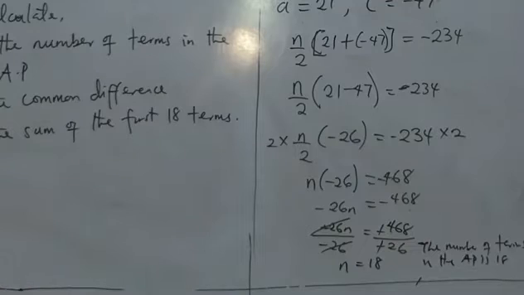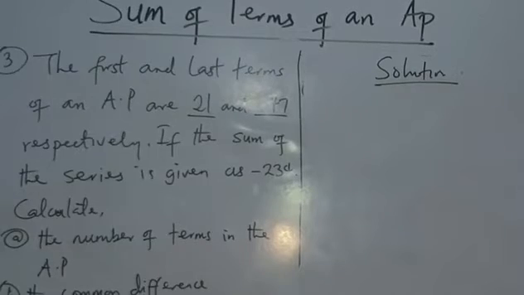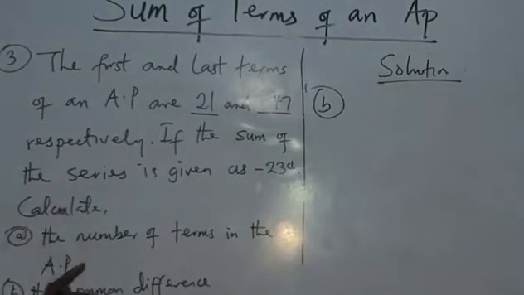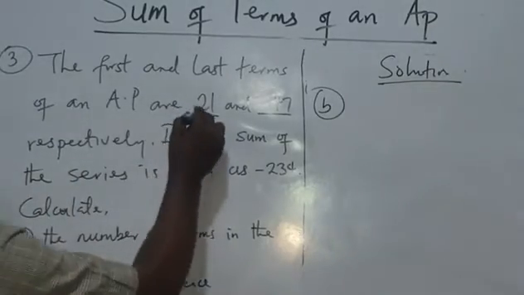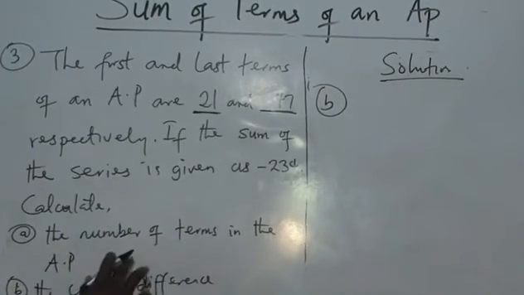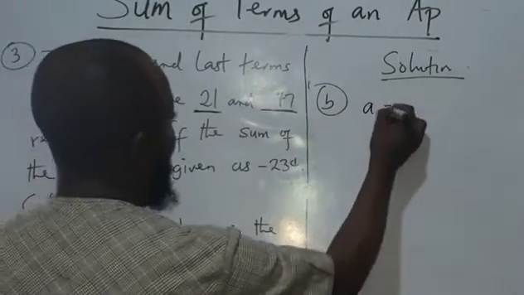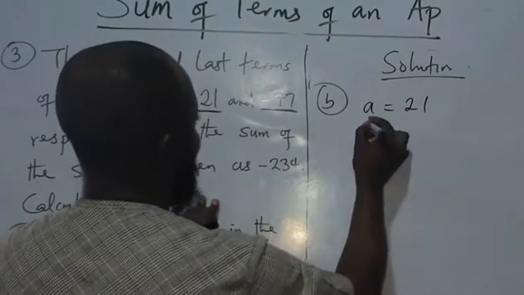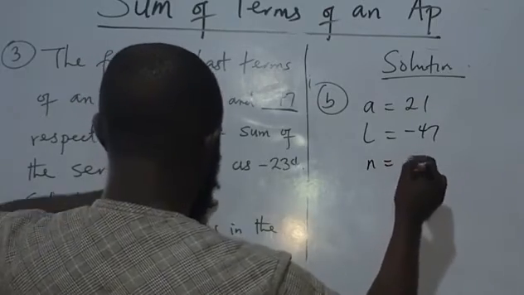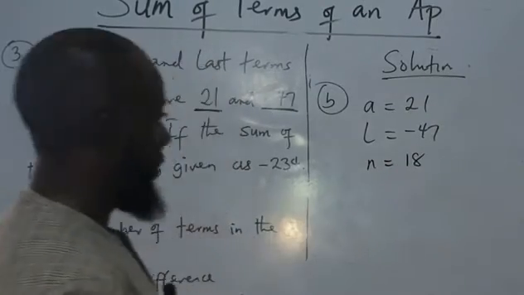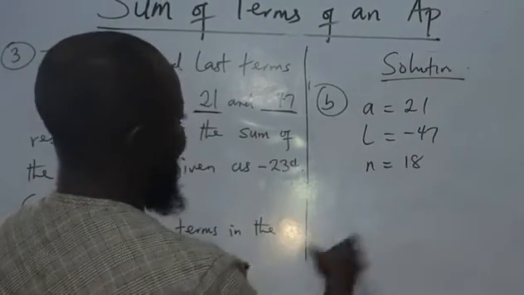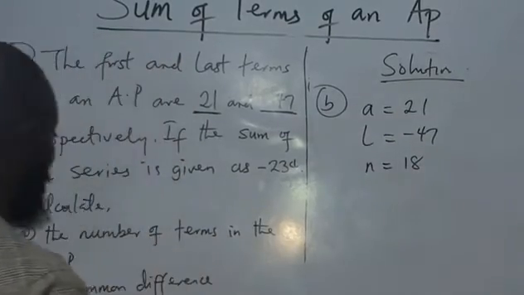The next one is find the common difference. So the second part, which is b here, asks us to find the common difference. Now, take note of this. We are only given the first term, the last term, and we found the number of terms in the AP. So which means we have a, which is 21. We have the last term, which is what? Minus 47. And we have n, which is what? 18. We got 18, right? If you look at this, which one are you going to use to get the common difference?